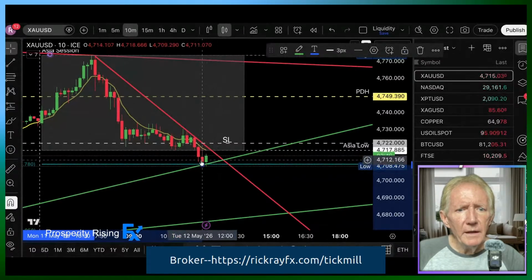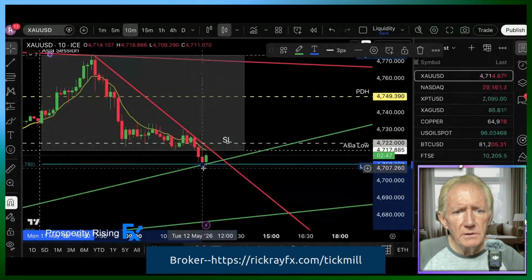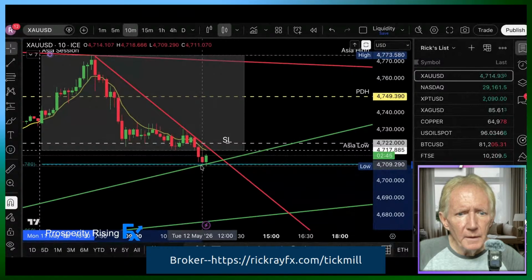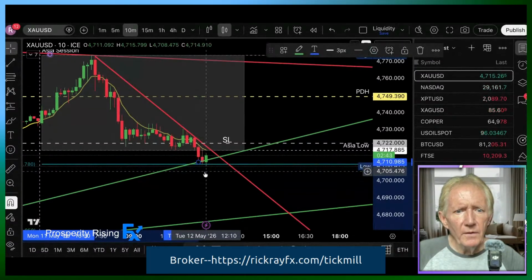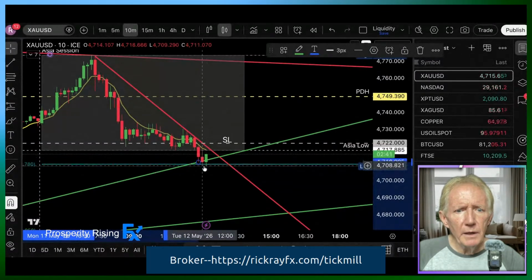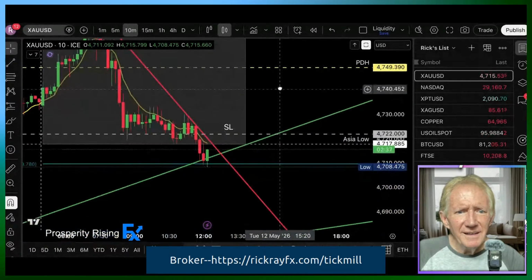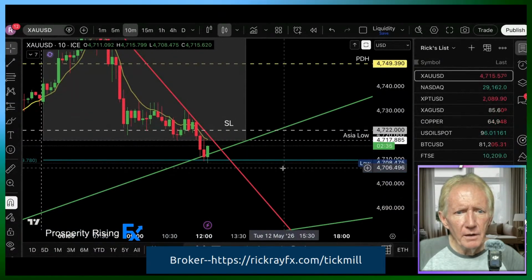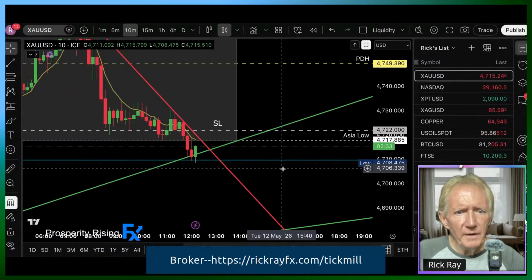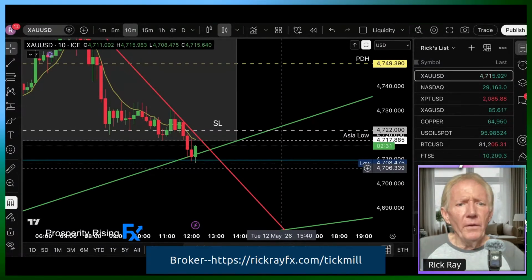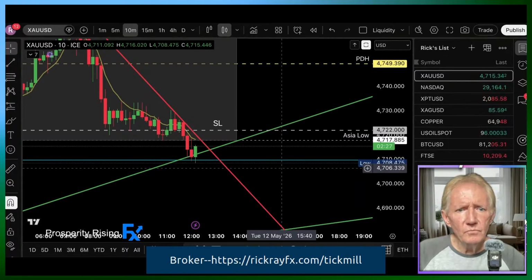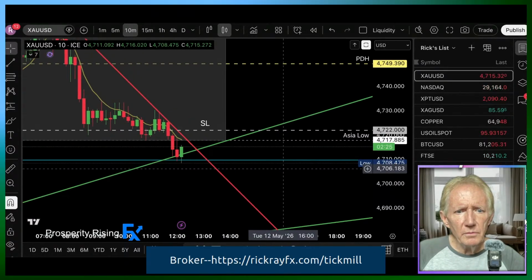And then the first candle was bearish. Actually, the first candle broke the trend line. There we are. First candle broke and closed below the trend line, so I went short. Just barely closed below the trend line. And now pulling back a little bit. Let's see what it's going to do.